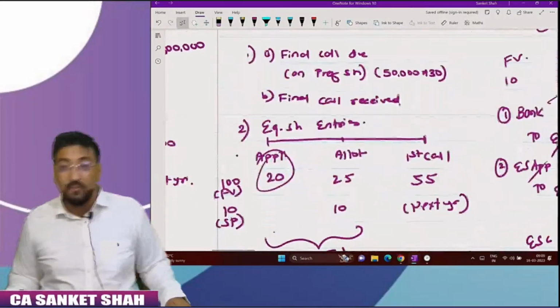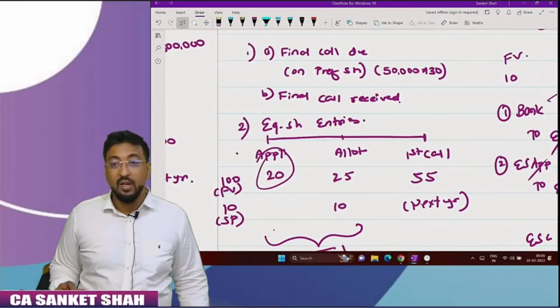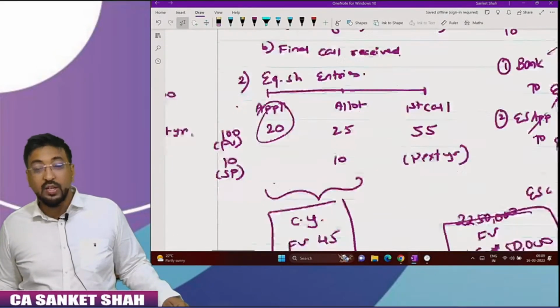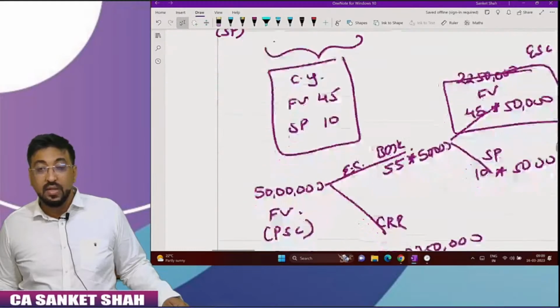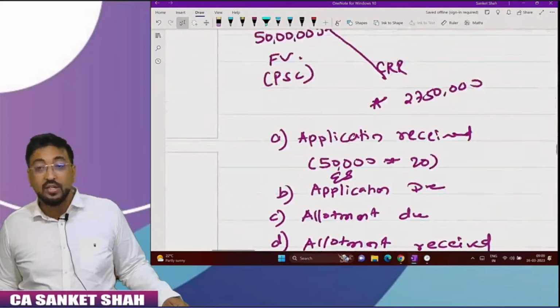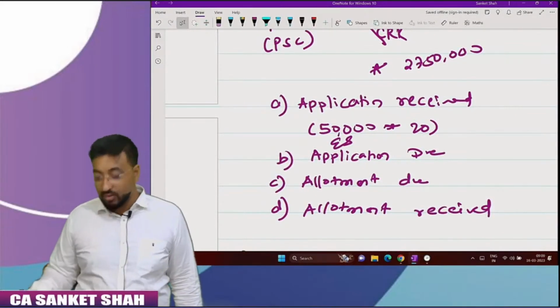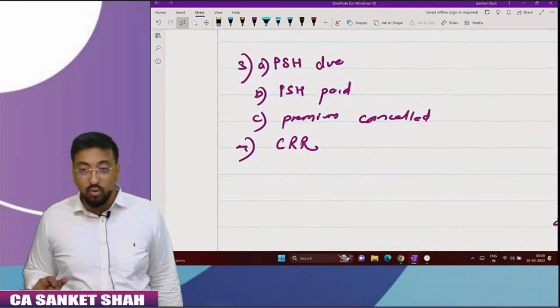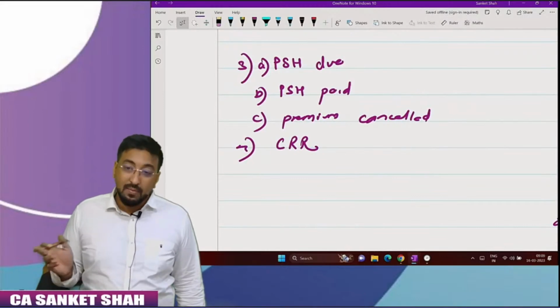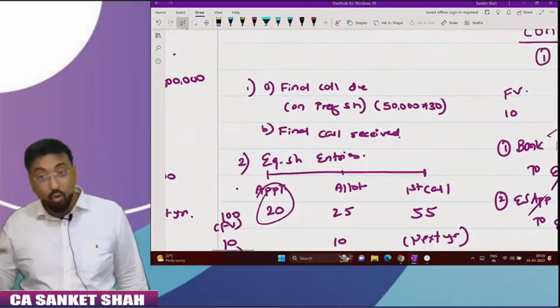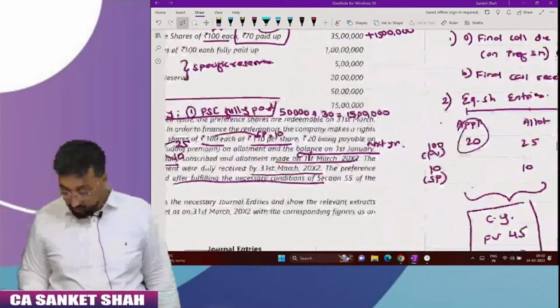Number 1, final call due, then final call received. Then equity share entries: application received, application due, allotment due, allotment received. Then preference shareholders due, preference shareholders paid, premium cancelled, and the last one is CRR. After the session, try to recall the sequence. Now let's see the first entry.